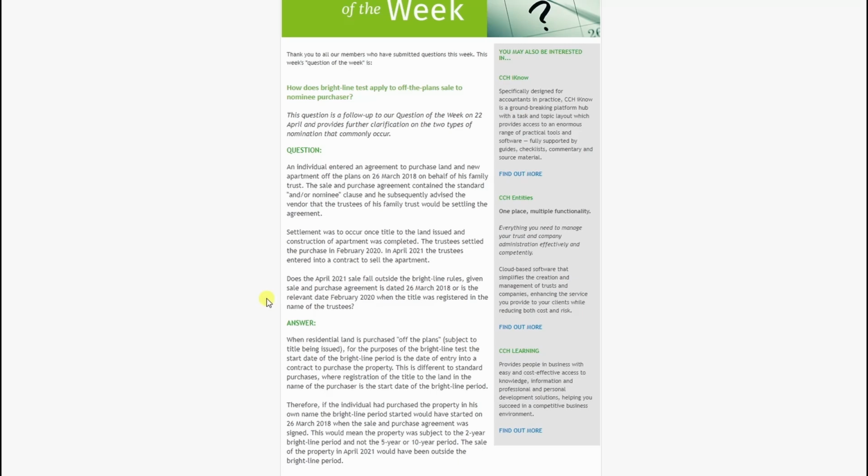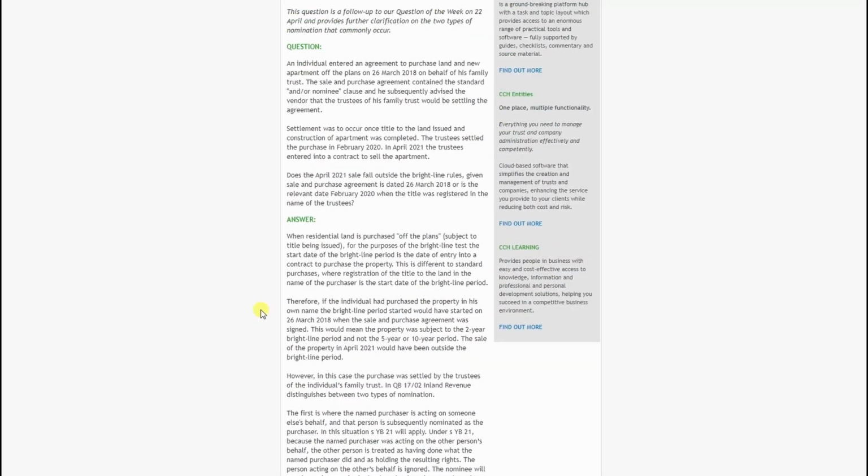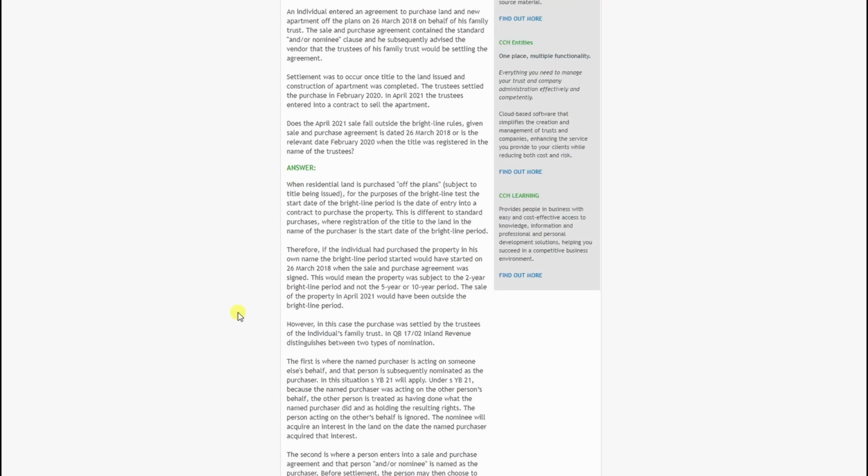Given the sale and purchase agreement is dated 26 March 2018, or is the relevant date February 2020 when the title was registered in the name of the trustees? So very important here. So this is the answer. When residential land is purchased off the plans, subject to title being issued, for the purpose of the bright line test, the start date of the bright line period is the date of entry into a contract to purchase a property. So this is different to standard purchases, where registration of title to the land in the name of a purchaser is the start date of the bright line test period. That's very important to understand and to take note of.